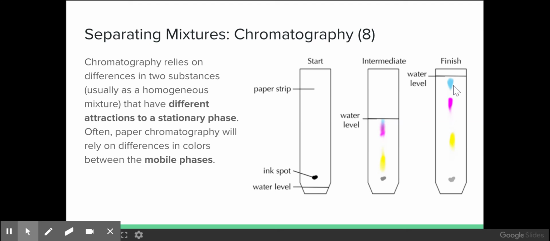Colors that move the farthest aren't really attracted to the paper very much, whereas colors that move only a small amount of distance have a higher attraction for the paper. This works really well for things that are very brightly colored, such as the pigments in leaves. You can also perform this in the gaseous phase. Gas chromatography uses differences between substances moving through some kind of a gas. These 4 techniques are going to come up in a few labs that we're going to do, but that should give you a summary of the 4 primary ways in which mixtures can be separated.